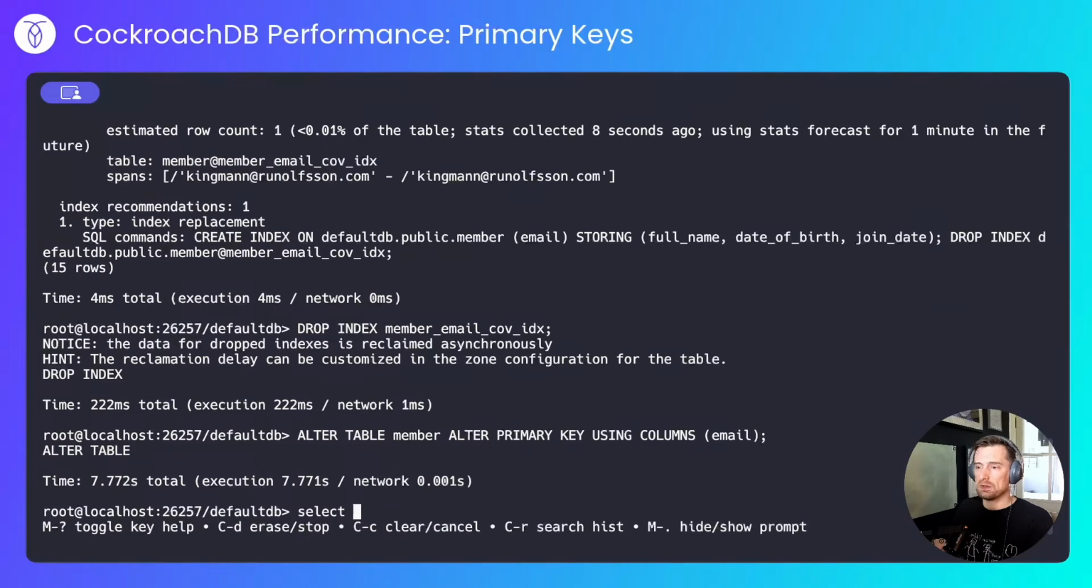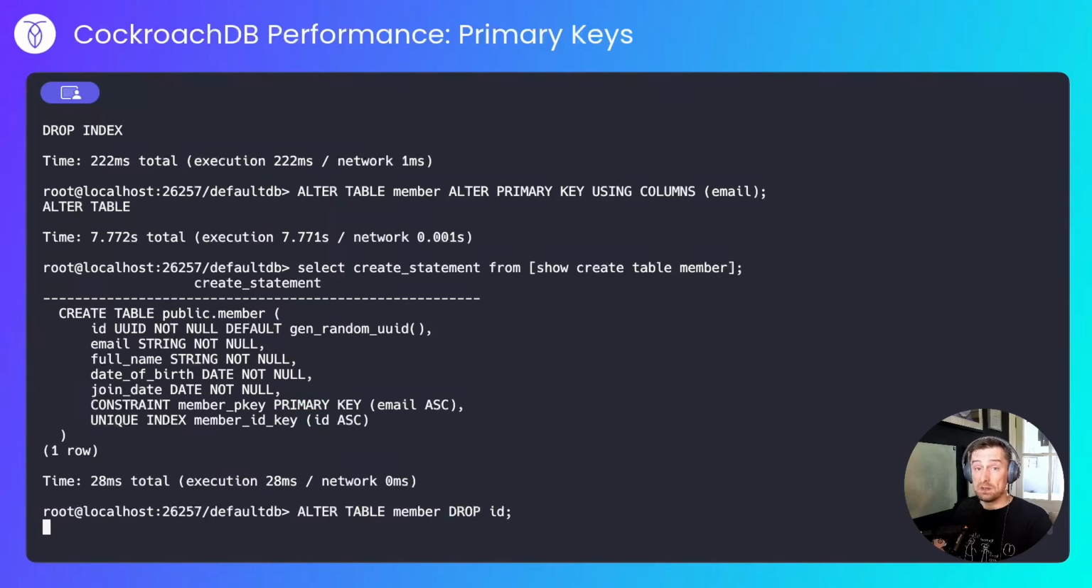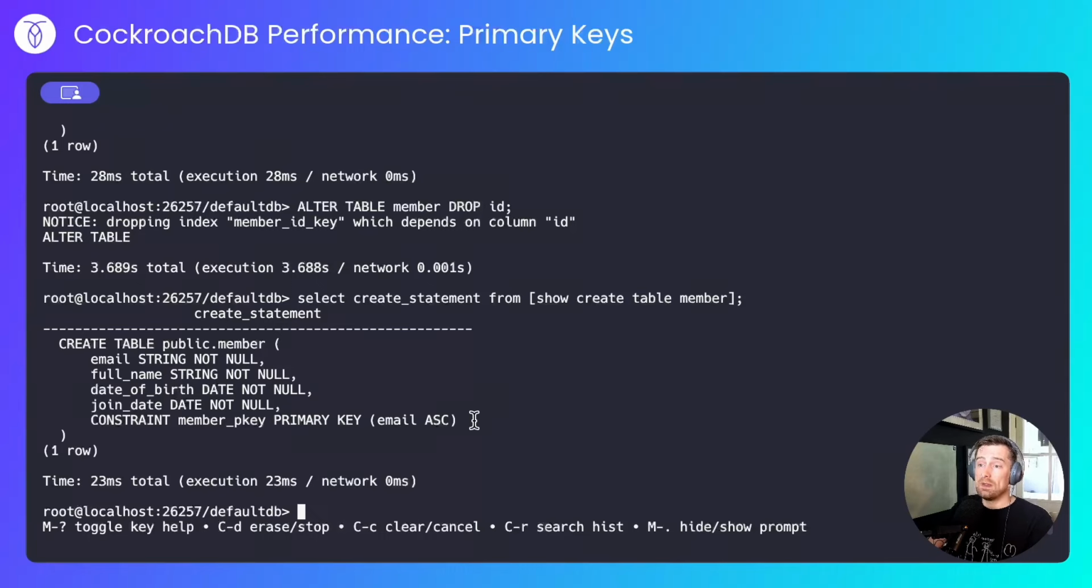If I show you what the table looks like now, the primary key is now the email, and we have a unique constraint on the ID. I'll delete the ID column now because we simply don't need it. And if I show you the create statement again, now all we're left with is the email, full name, date of birth, join date, and the primary key is the email address.